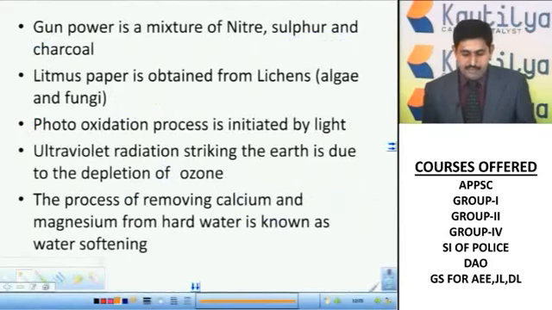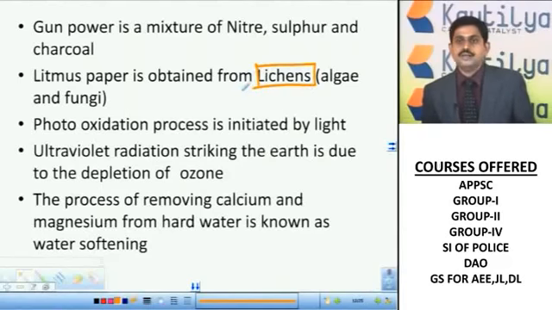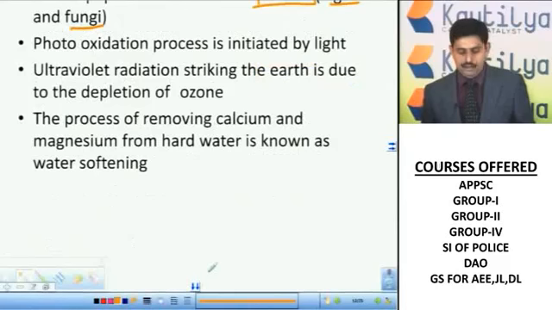Gunpowder is a mixture of nitre, sulfur and charcoal. Litmus paper, this is very important, is obtained from lichens. Lichens is a symbiosis, consisting of algae and fungi. Algae is green in color and involved in photosynthesis, whereas fungi is non-green in color, right?